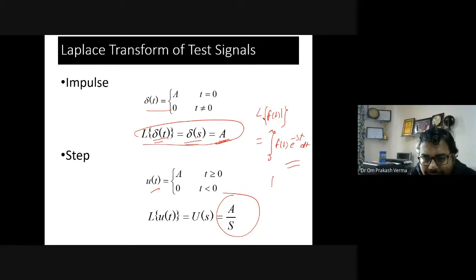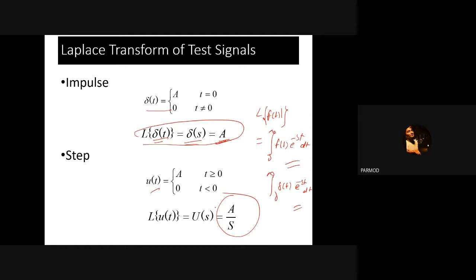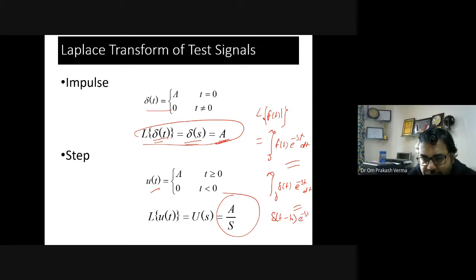Delta t के लिए कैसे find out करेंगे, कोई बता सकता है? Delta t e to the power minus st dt, how can you solve? डेल्टा टी की प्रॉपर्टी लगा देंगे. Yes, very good. Delta(t minus t naught), e to the power minus st. It is at 0, so just put the value 0. That will give the value 1. So this is the Laplace transform of A delta t. Okay, the magnitude is A. Therefore, I have written here this A.